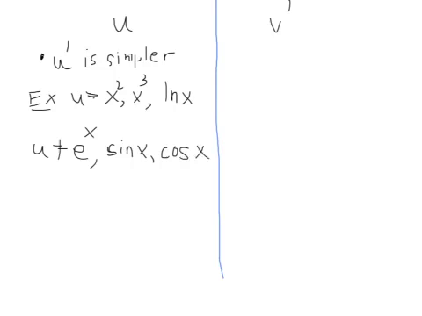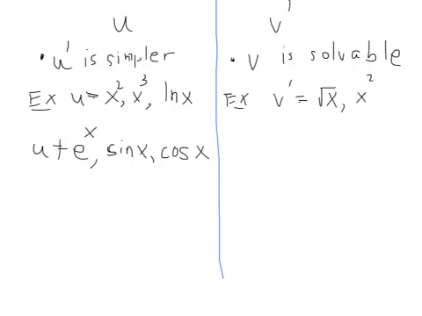Now, for v prime, you want to choose v prime so that v is solvable. In other words, you should be able to find v pretty easily. For example, v prime could be anything that you know the antiderivative of, like square root. Of course, polynomials will work. E to the x, sine, and cosine will work too. Now I wouldn't want to choose v prime to be, for example, log of x, because it's really difficult to find the antiderivative of log of x.